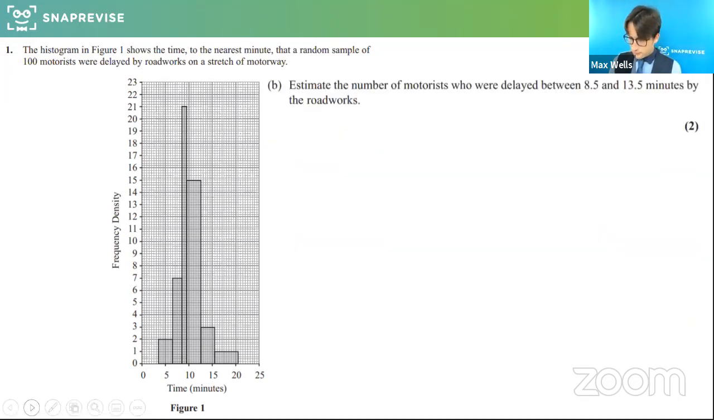Now the next question is a follow-up on this same scenario. I don't know if my little screen is blocking the question. I think you can just about read it there. It says estimate, so it's another one of these, the number of motorists who are delayed between 8.5 and 13.5 minutes. Okay, brilliant. And I like that we're referring, it's a bit like linear interpolation, absolutely. That's why it's an estimate, because we're splitting an interval partly. We're assuming this uniform distribution across that interval. So we're looking at between 8.5 and 13.5. Good.